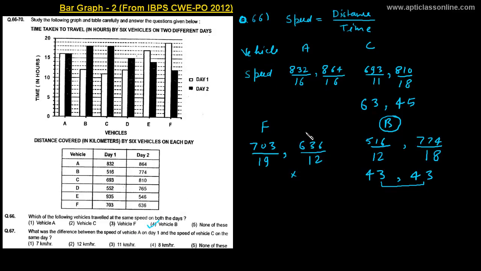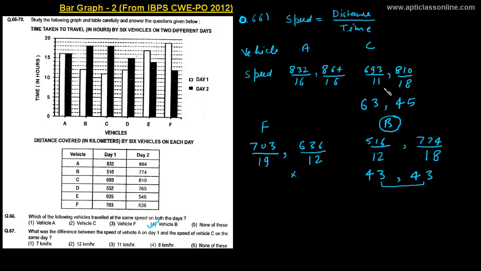If you look at this problem, we can actually eliminate these options, as we have discussed, because the speed for vehicle F has to be the same on both days, day 1 and day 2. That can be seen from the denominator itself: here it is 12 and here it is 19, so it is more than 50% more. If the numerator is not in the same ratio, then it is eliminated.